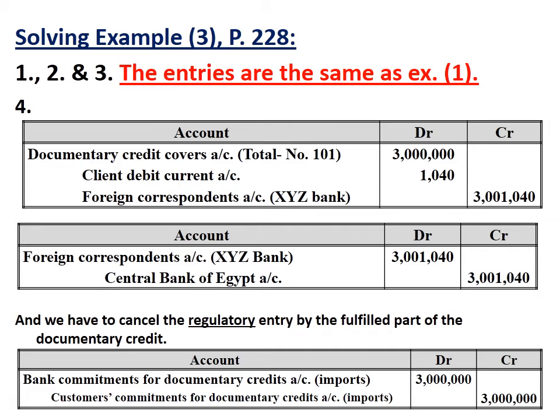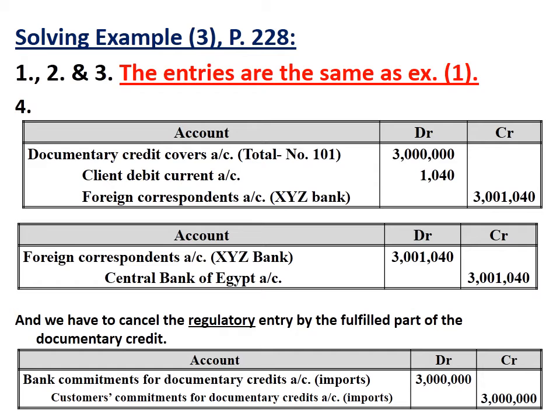60% of 5 million means 3 million, and the fees amounted to 1,040 pounds. Here, number 1 as a step, number 2 and number 3, the entries are the same as in example 1. I mean the entries of number 2 and number 3, but for 1 there is no entry, as we mentioned in example 1 and example 2. Regarding number 4, documentary credit covers will be closed by 3 million only, and the client debit current account will be debited by the fees and commission 1,040 only.